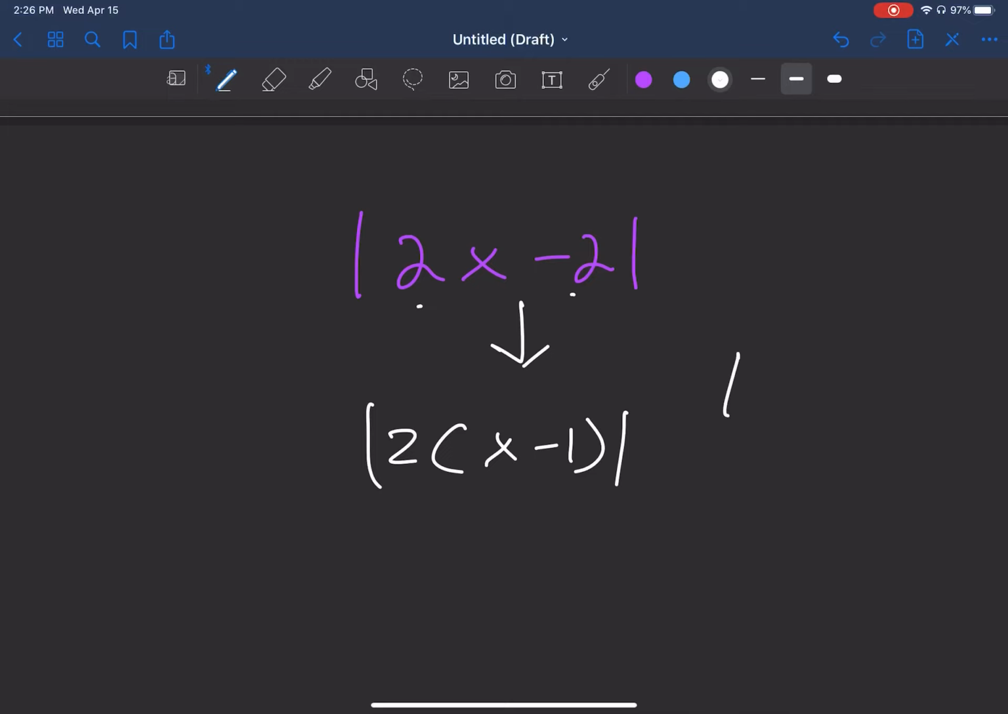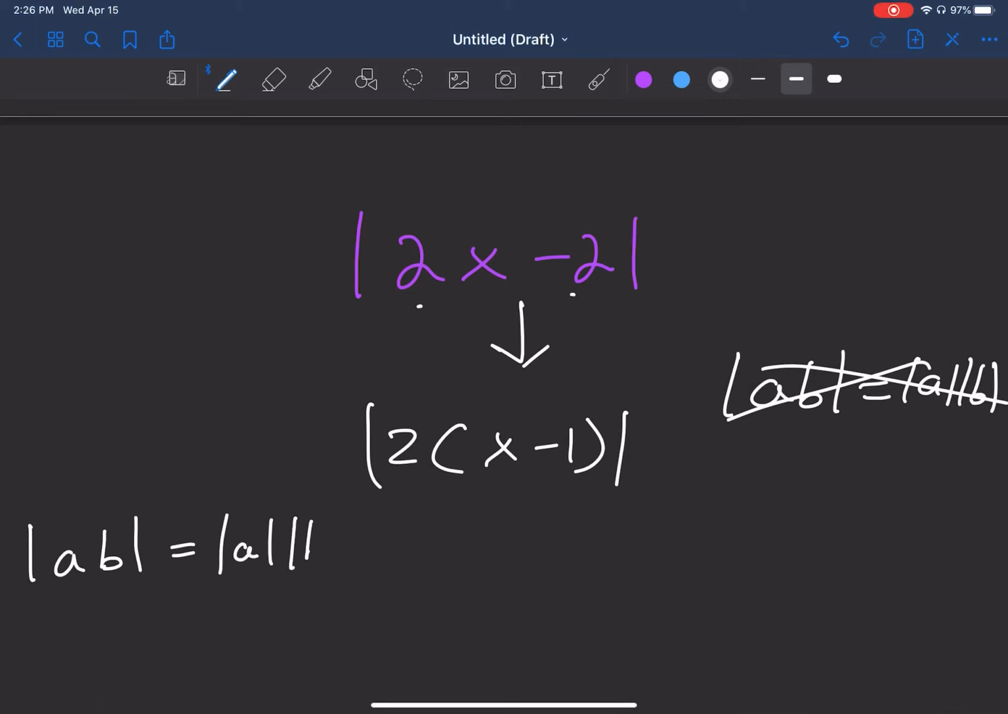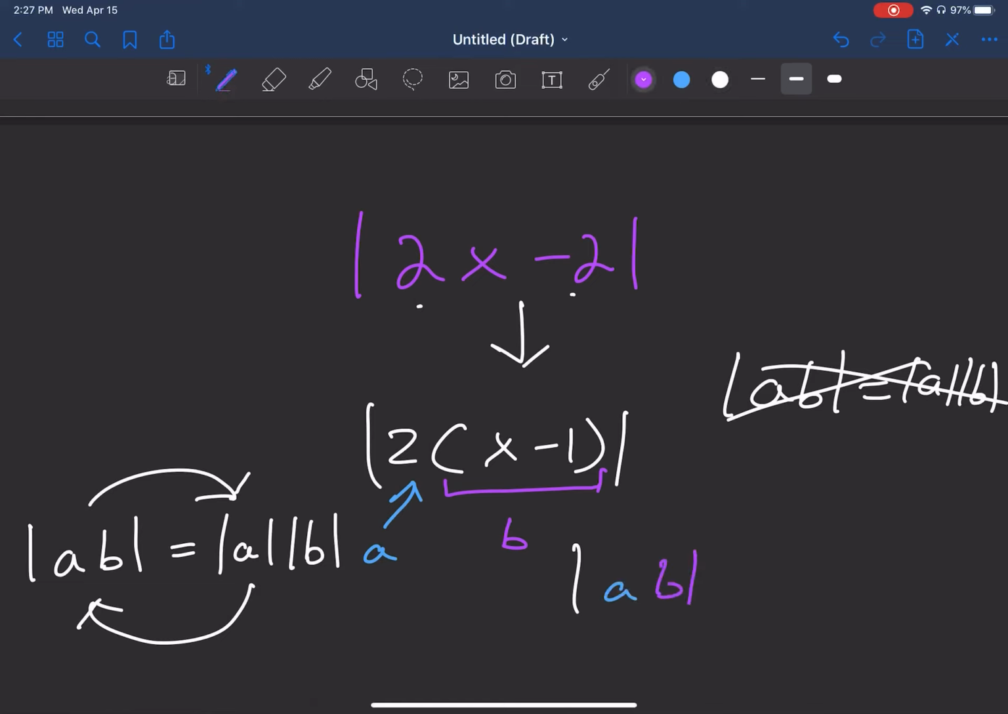But when you have a product, if you have AB, it's the same thing as A times B. Actually, let me write it over here so it's clear. If you have A times B, where it's two numbers, two variables, whatever, I can do the absolute value of A times the absolute value of B. So this statement is the same thing. What do we have here? Well, we can call that A, and we can call this thing in purple B. So really I have A times B, which is the same thing as the absolute value of A times the absolute value of B, because we're using this property here.